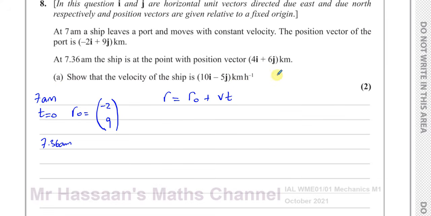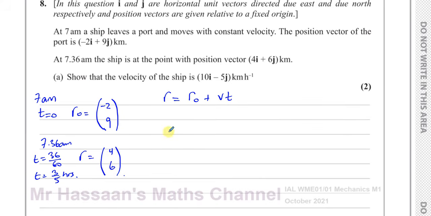This is in kilometers and this is in hours. So let's change this. Let's say this is going to be 36 minutes out of 60. 36 divided by 60, so the time there is going to be 3/5. So that's 3/5 hours. So we can say that the time is 3/5 hours. Okay, so we've got t and we've got r0, and we want to find the velocity. Now we know that the position at these 3/5 hours is going to be 4i plus 6j.